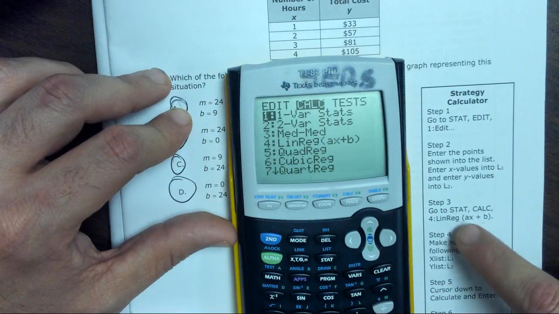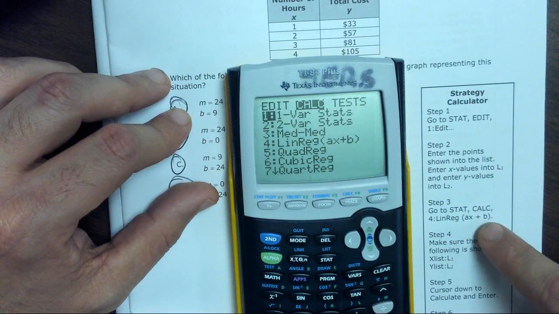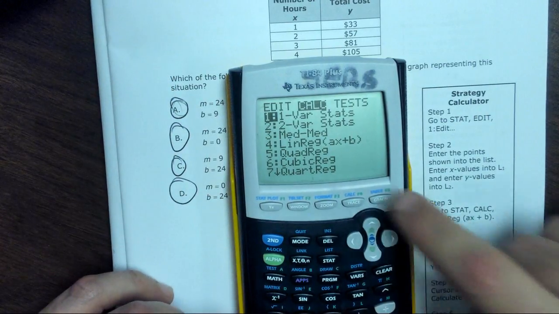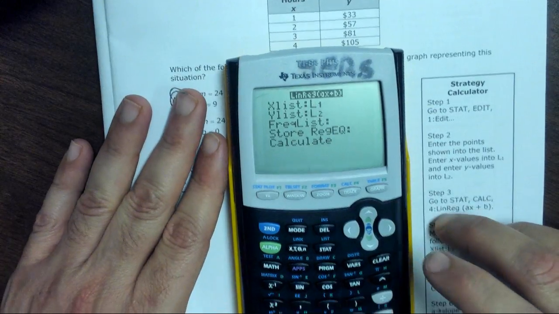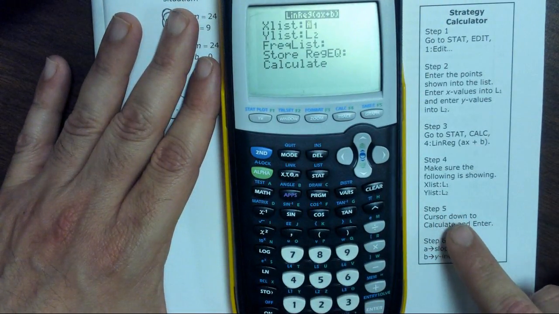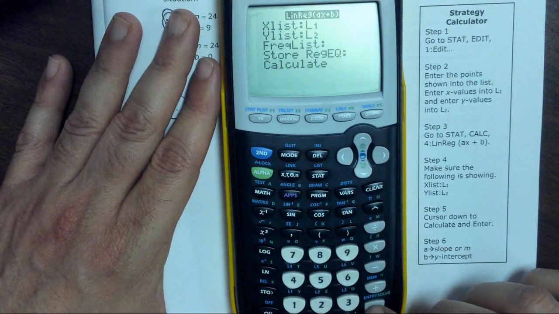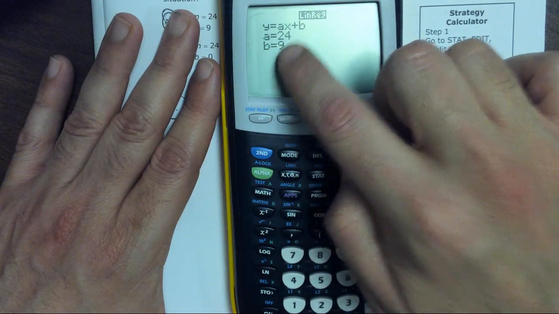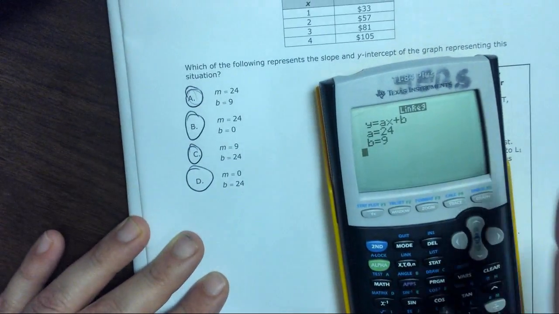This is slope intercept, mx plus b. They use an a, that gets in algebra. Right now we're using mx plus b, but they list it as a. So we're going to press 4, go down to Calculate. That's what it says right down here. Cursor down to Calculate and press Enter. Okay, and our slope is 24, and our y-intercept is 9. So the answer is A.